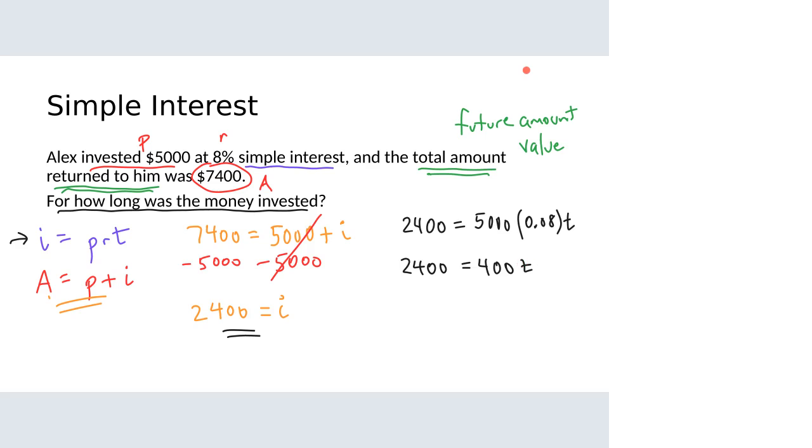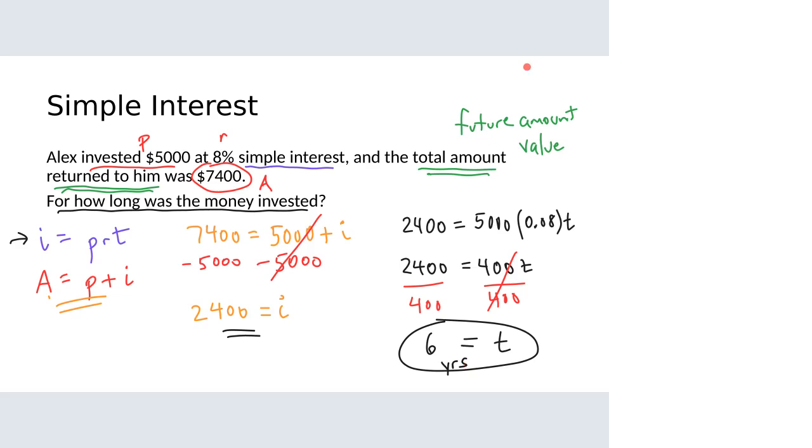And now to get that T by itself, we'll divide by 400 on the right, divide by 400 on the left, and then we can see that T is equal to 2,400 divided by 400, 6. So for how long was this money invested? It was invested for 6 years. The key here is we had to do two things, not just one.